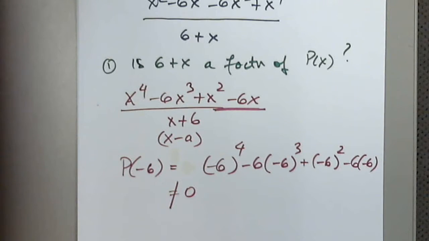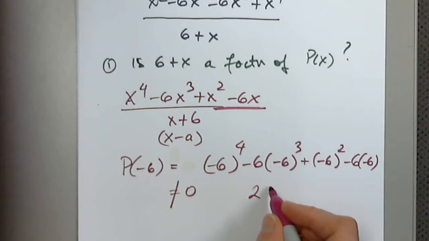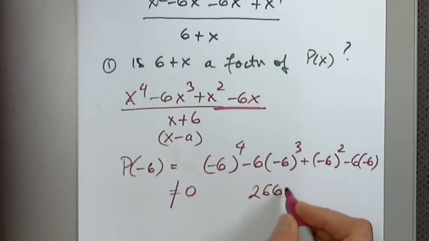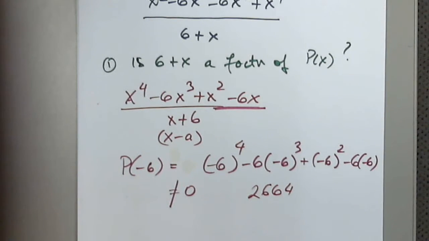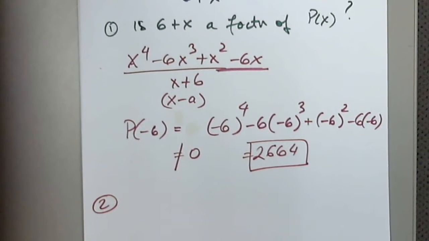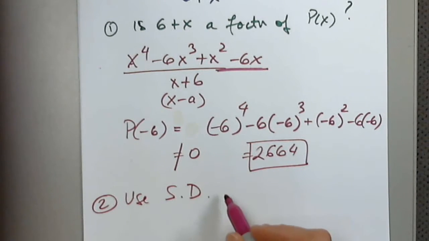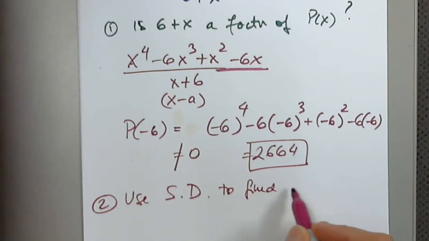How much did we get? AJ, did you calculate it? How much? 2,664. Okay, very good. So they were all positive. Positive, positive, positive, positive. How can it be 0? No way. So then this is the remainder. Now in step 2, I will ask, use synthetic division to find the quotient.